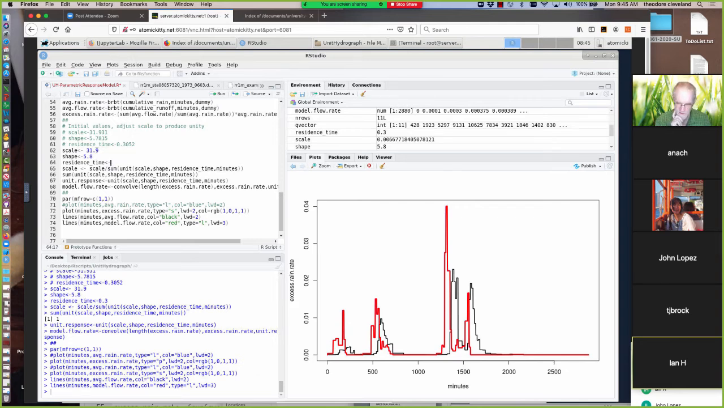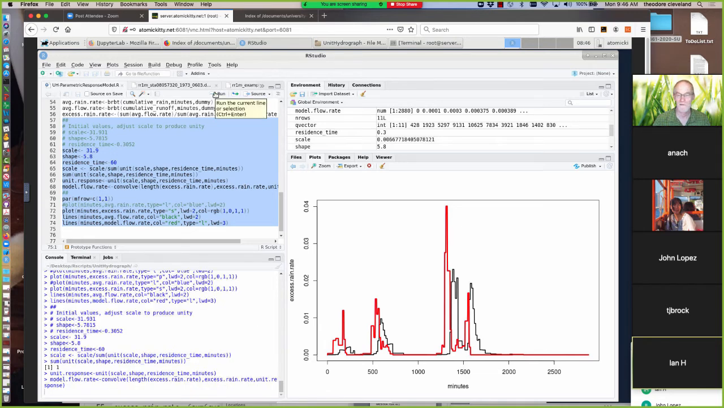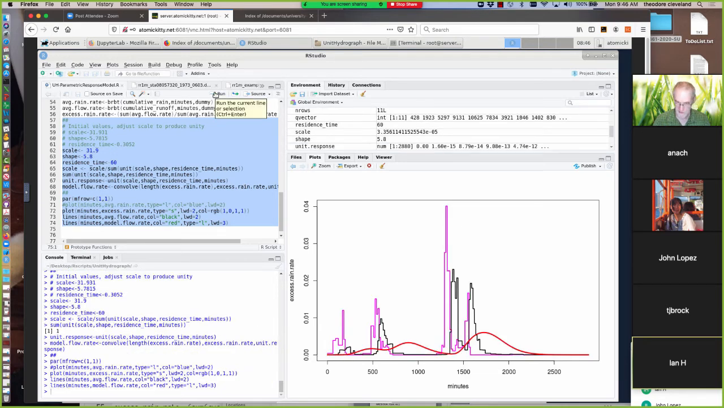I know that the resonance time for a gamma distribution for this particular watershed is somewhere around 70 minutes. So I'm going to put in 60 and see what happens. What I'm expecting is the red peaks will shift to the right. Hit save, and we'll rerun everything there. Okay, they shifted to the right as expected. They actually dramatically changed shape.